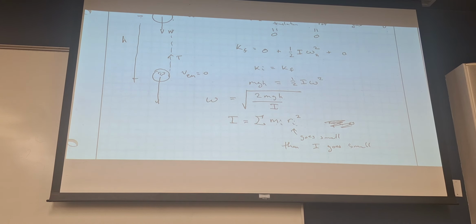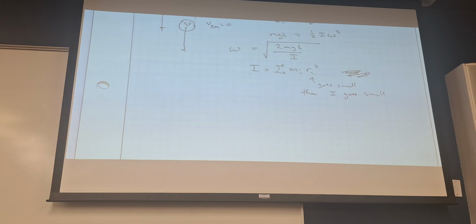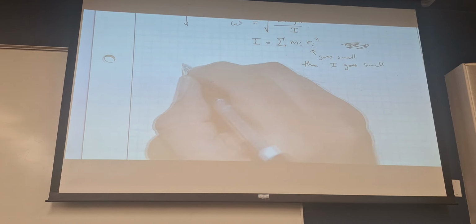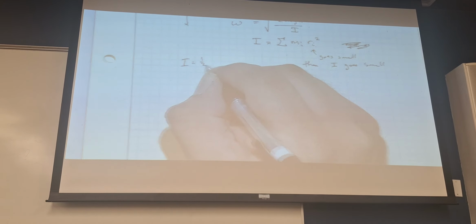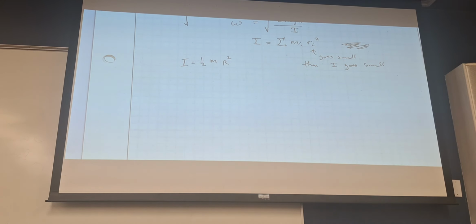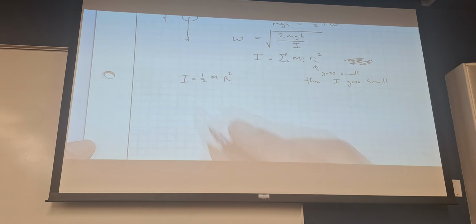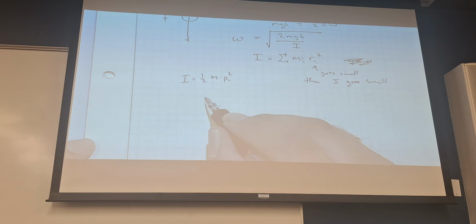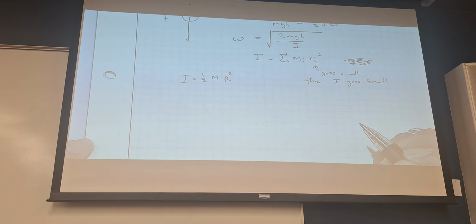So, I don't know if you guys ever seen this little experiment. What we'll do is, I think I wrote the example. Oh yeah, I did. Okay, let's just do it for a disk here. So let's say I is equal to 1/2 mr squared. And if we were to plug this in, we would get, what am I doing here?